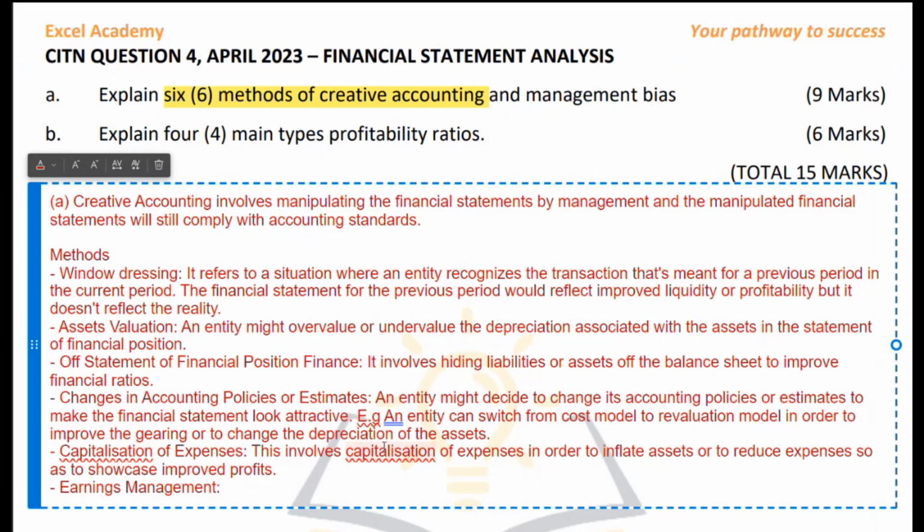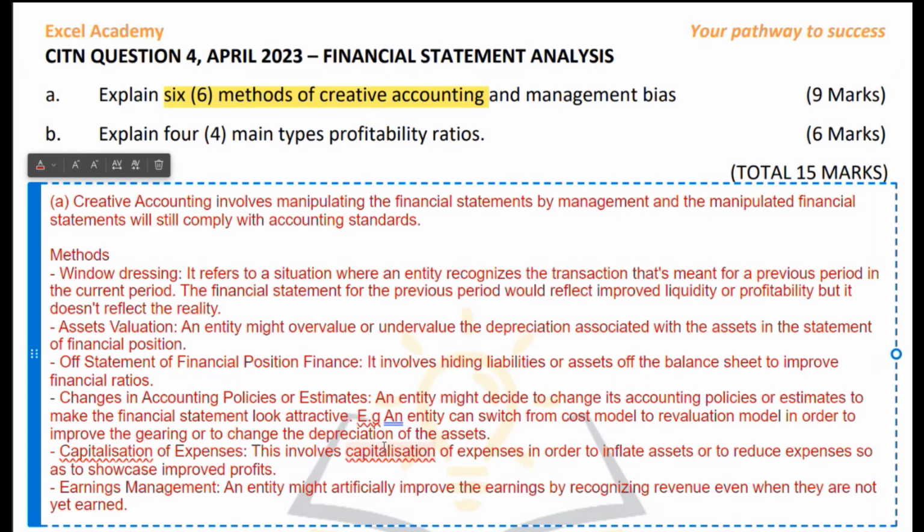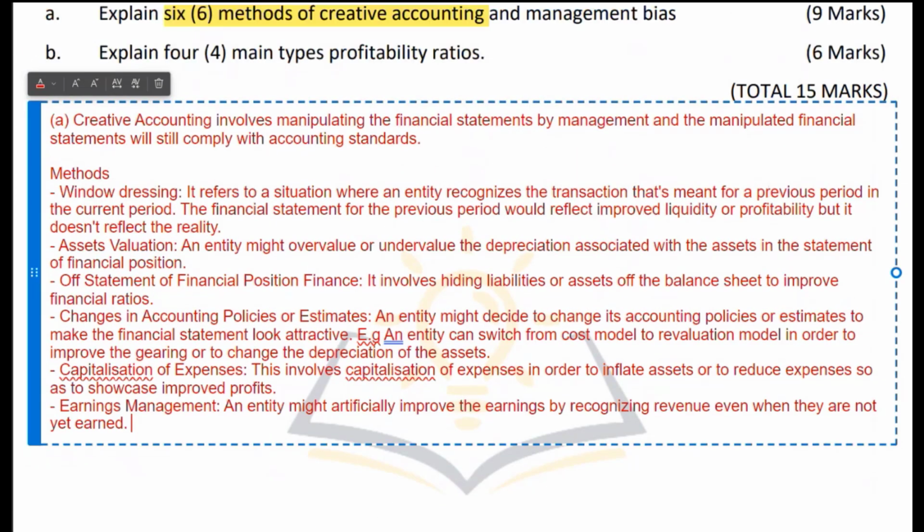So, let's have earnings management. What earnings management is saying is that an entity might artificially improve the earnings, even the profit too. When the earnings are manipulated, the profit will be impacted. An entity might artificially improve the earnings by recognizing revenue even when it is not yet earned, even when the earnings are not yet to be recognized. That's that for part A of the question.